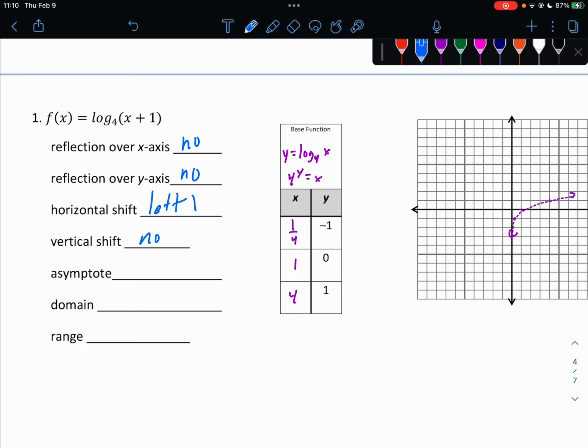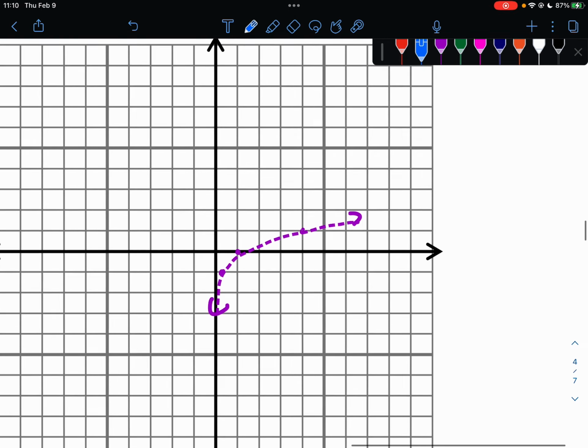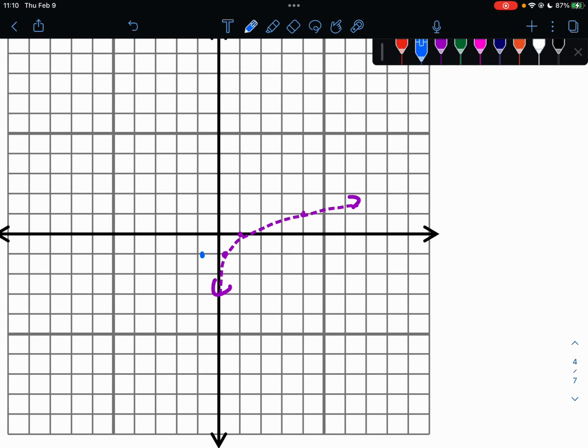Vertical shift? No. The asymptote, since we are moving left here, the asymptote moves with it. So that'd be x equals negative 1. The domain also moves with it, but the range stays the same. So our rule here would be (x, y) goes to (x minus 1, y). So all we're doing is taking those 3 points and moving them left 1 along with the asymptote, and our graph should look like that.